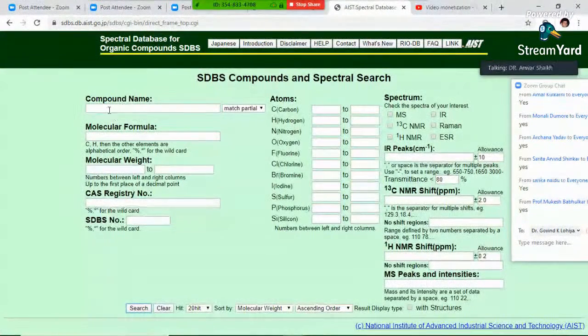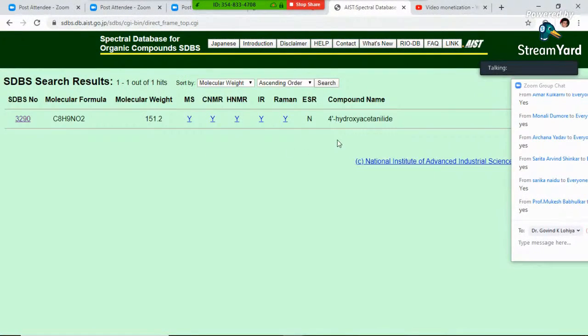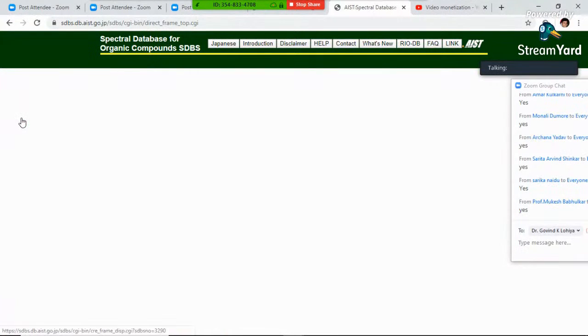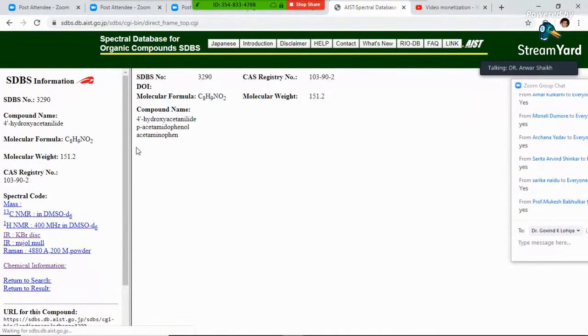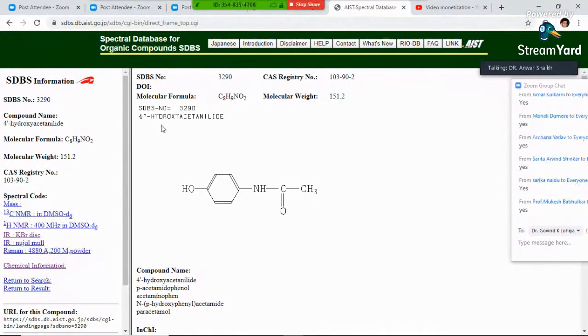Can you see the name of the compound here? You have to type the spelling properly. I'm typing here paracetamol. The spelling should be proper, and you click on this search button. What is available for paracetamol? ESR is not there, but Raman, IR, HNMR, CNMR, and MS are. Just click on this compound number of paracetamol, 3290, and the structure is in front of you. You will get 4-hydroxyacetanilide, its IUPAC name. And if you click here on the IR taken in KBr, you will find the spectra.